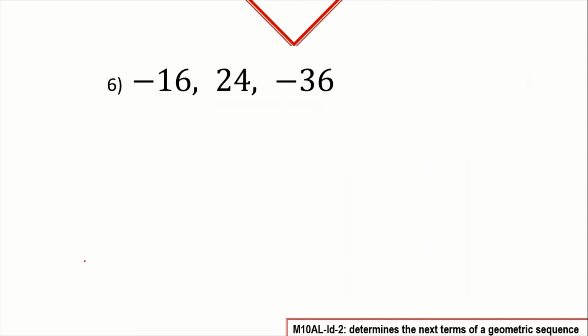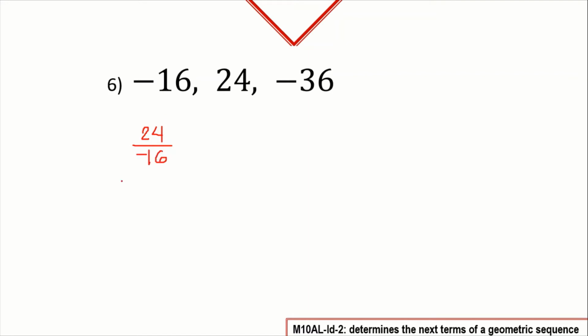Let's have the next example. Negative 16, 24, negative 36. So, para makuha ang common ratio, second term divided by the first term. Then, third term divided by the second term. So, dito muna tayo sa unang dalawa. 24 divided by negative 16.